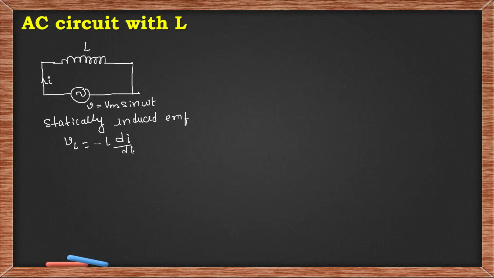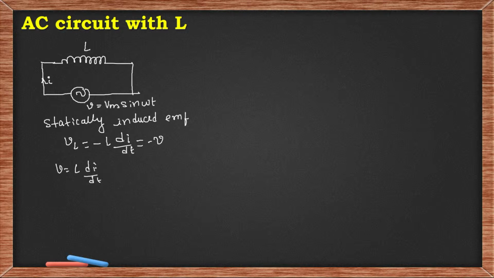This is formulated based on Faraday's law. Here, this can be rated as minus V, where V is the applied voltage. This minus sign indicates that the induced EMF in the inductor opposes the cause of it according to Lenz's law. Now, let us say V is equal to L into di divided by dt.